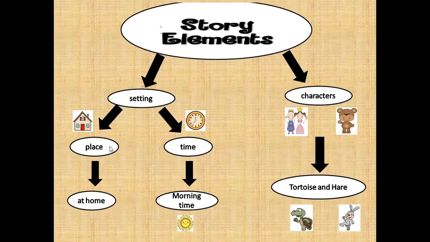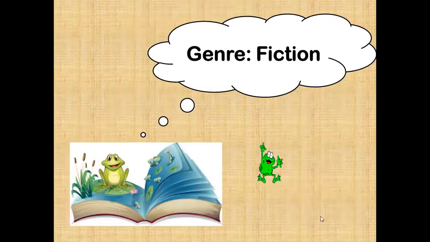Our story, its place is at home, and the time is morning time. Characters are animals in our story, and we have 2 characters, which are tortoise and hare. The genre of the story is fiction. That means this story is not a true story. It's a made-up story. Why is it a made-up story? Because we don't have animals that can talk and go to school.